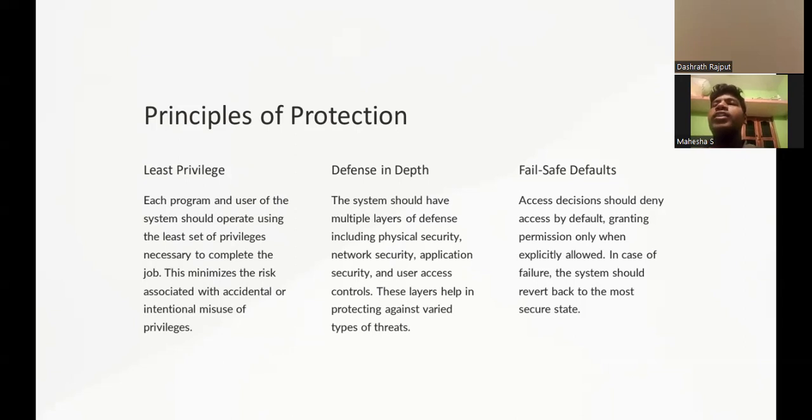Next, defense in depth. The system should have multiple layers of defense, including physical security, network security, application security, and user access controls. These layers help in protecting against varied types of threats. Next, we have fail-safe defaults. Access decisions should deny access by default, granting permission only when explicitly allowed. In case of failure, the system should revert back to the most secure state.